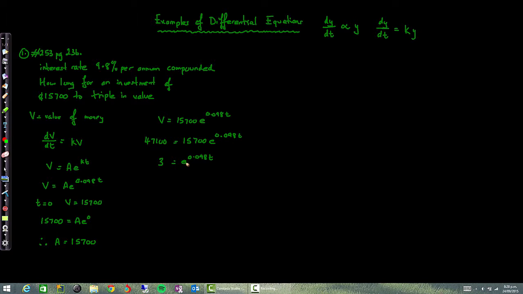Now, to get rid of e, we're going to use the inverse function, which is natural log. So I'm going to take the natural log of 3. If I take the natural log of the right hand side, we get 0.098t, and so t must equal the natural log of 3 divided by 0.098. And if you calculate that with your calculator, you get approximately 11.2, and this will be in years.